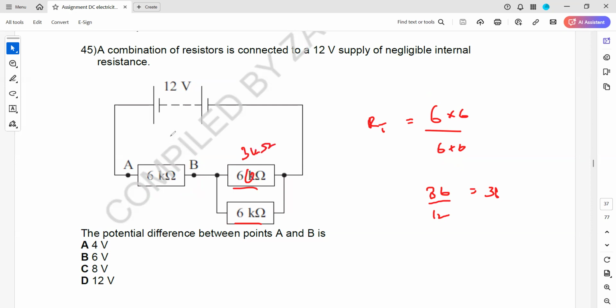Because the ratio of the resistance is 2 to 1, the ratio of the voltage should also be 2 to 1. If the total is 12, and it's 8 volts here, then it will be 4 volts across this one. So the potential difference across A, B, that should be C as the right answer. There will be 8 volts across it.